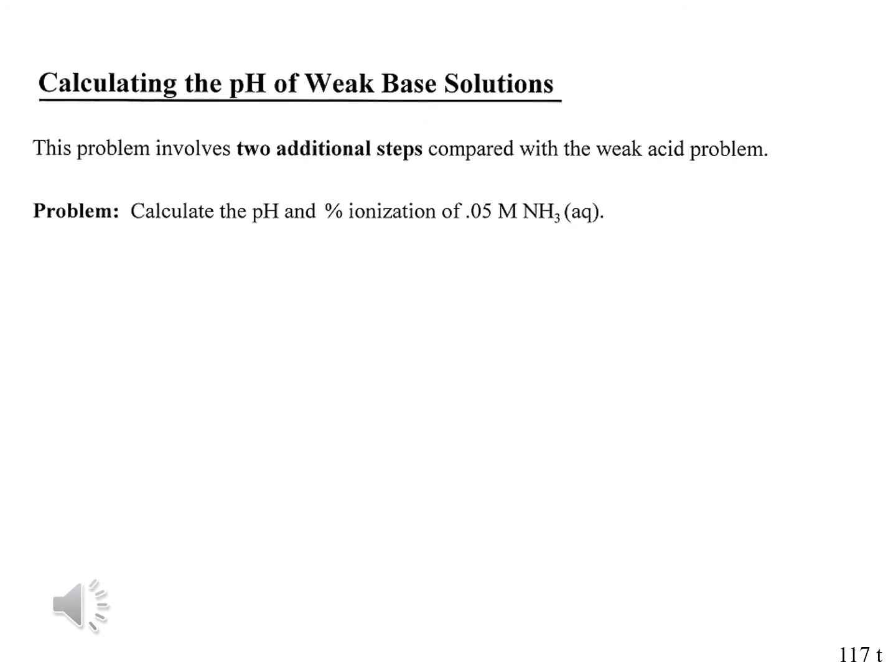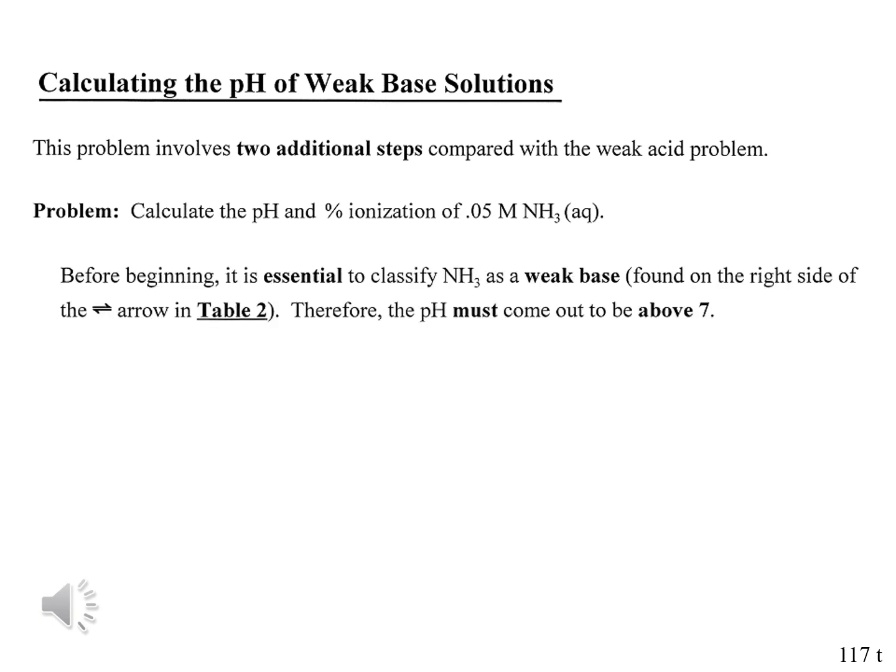So we now want to calculate the weak base ammonia. So we're going to calculate the pH and percent ionization of 0.05 molar ammonia. You already know it's a base, and so the pH has to come out above 7. This is how you can check. You can think about it in your head. You know you've got to get greater than 7.